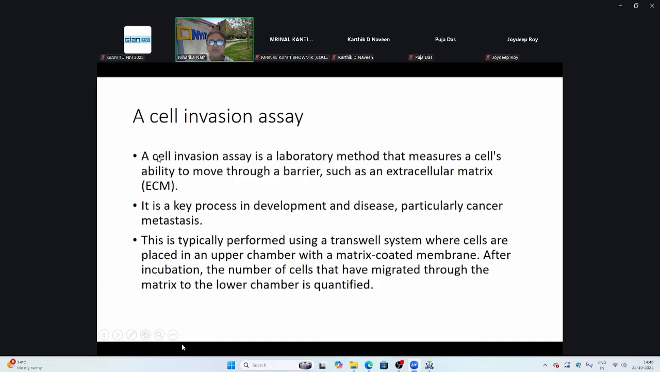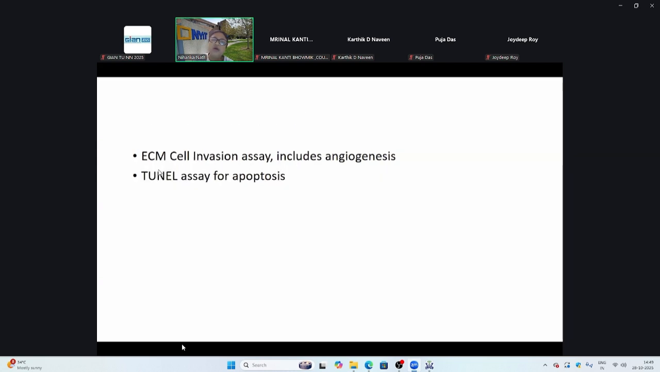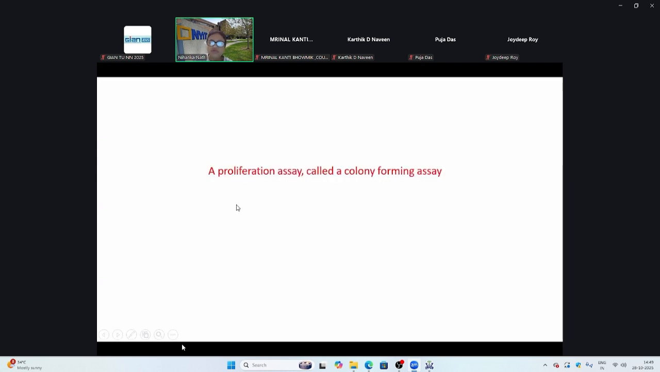A cell invasion assay has to be done in the lab. You cannot examine this in tissues and remove tissues all the time.